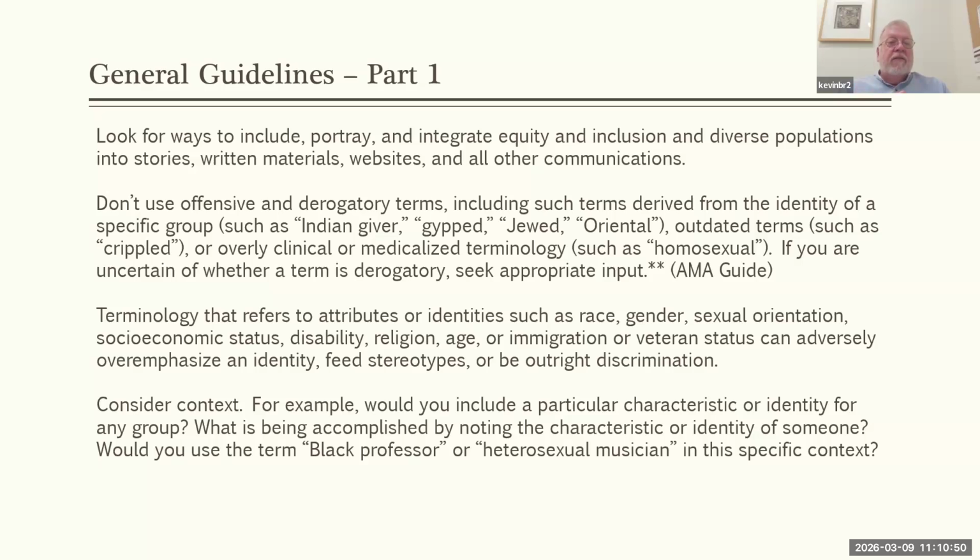So everything is related to context here. For instance, would you include a characteristic or identity of any group normally, usually? What is being accomplished by noting a characteristic or identity of someone? Would you use the term black professor or heterosexual musician in this specific context? Generally speaking, no. Those terms would be considered pejorative, essentially, and certainly not inclusive.